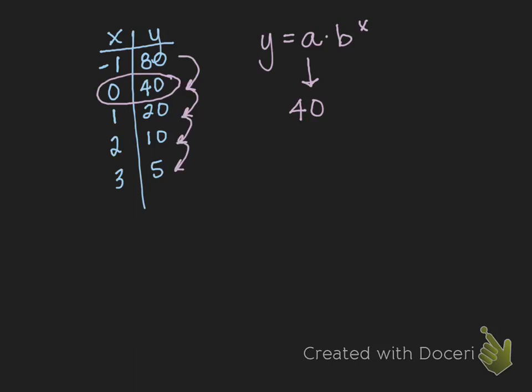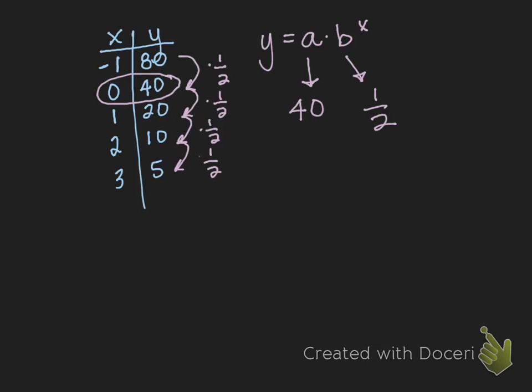So looking at from 80 to 40, 40 to 20, 20 to 10, and 10 to 5, you might see that we're dividing by 2, but remember b is a multiplier, so dividing by 2 is the same as multiplying by 1/2. Therefore, our multiplier in this data table, or in this set of data, is going to be 1/2. Therefore, our b value is also going to be 1/2.